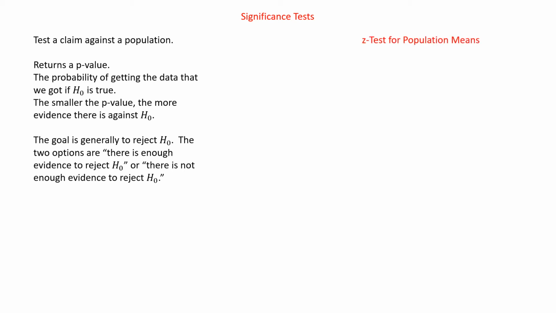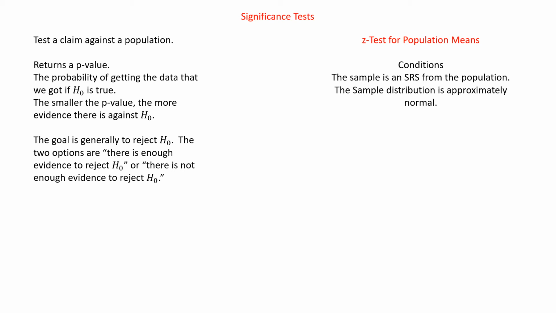So now to the ones that we've done: z-tests for population means, just like we did the z confidence intervals. That's what chapter 10 was about. So our conditions: we have a sample that is an SRS from the population again. The sample distribution is approximately normal, and we know sigma, the population standard deviation. Again, that determines that we're using a z-test instead of some other type of test.